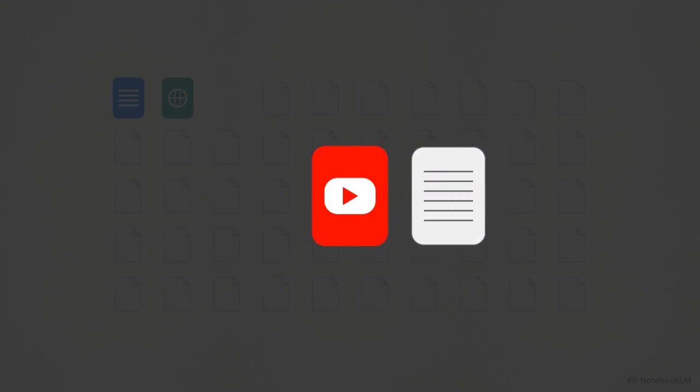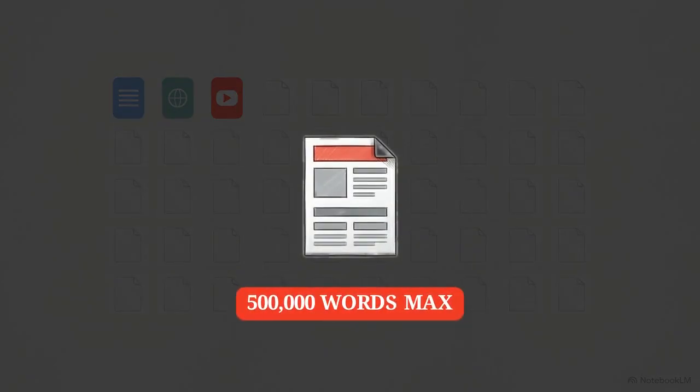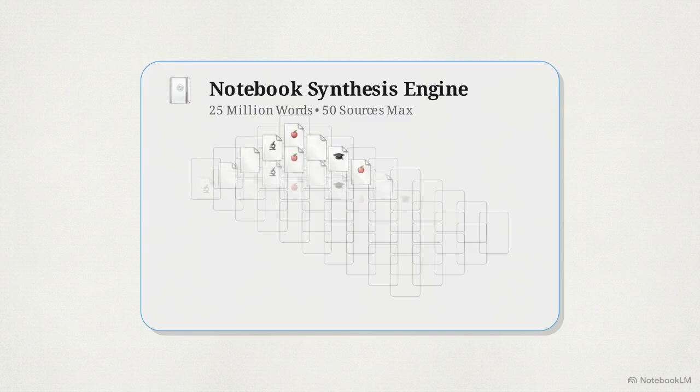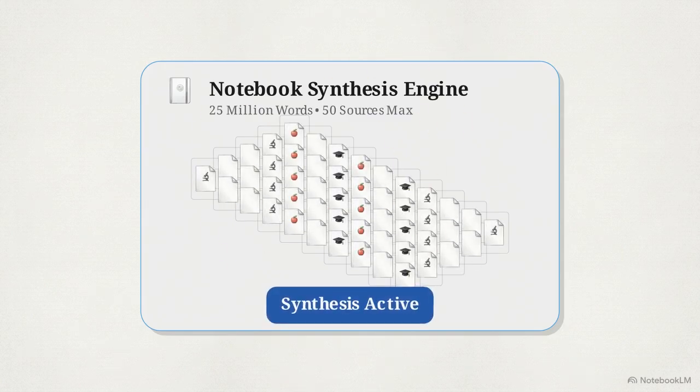You can fill those slots with various formats. Google Docs and web URLs work seamlessly, and as the YouTube icon shows, the system can even read video transcripts. However, take note of the red label on the PDF icon. There is a strict upload limit of 500,000 words per document. Treating this workspace as a highly curated digital binder, rather than a general-purpose drive, ensures the engine stays focused and accurate.